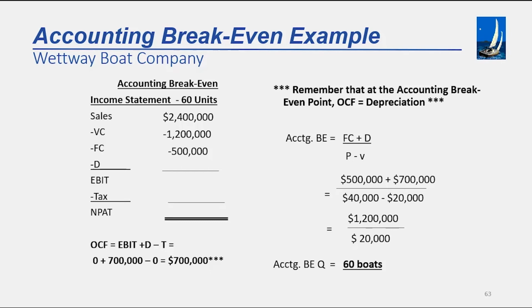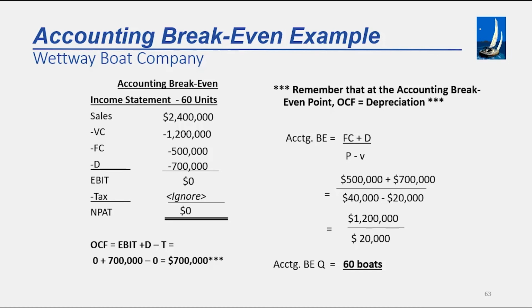Fixed costs are still 500,000. That does not change no matter how many boats you make. And my depreciation is still the 3.5 million divided by 5 years. So EBIT, if 60 boats is indeed the accounting break-even quantity, should be 0, and it is. Taxes are zero, NPAT is zero, and OCF would be depreciation.